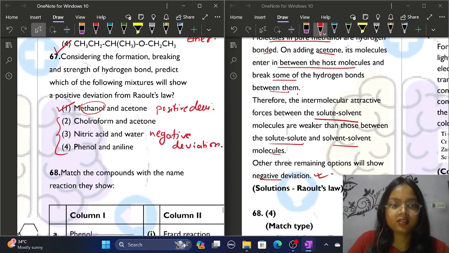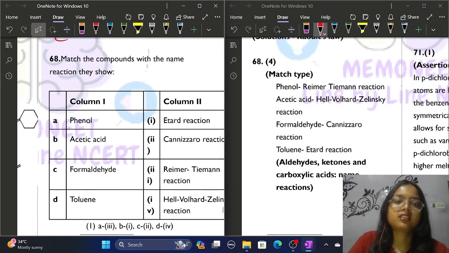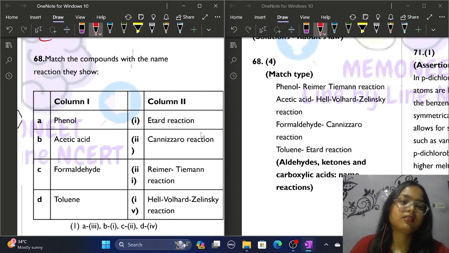Next is question number 68. Question number 68 is a matching type question. For matching type questions, you have to remember some of the theory parts at least, because the matching type questions will come directly, like the name reactions. If you remember the examples, then you will solve this easily.